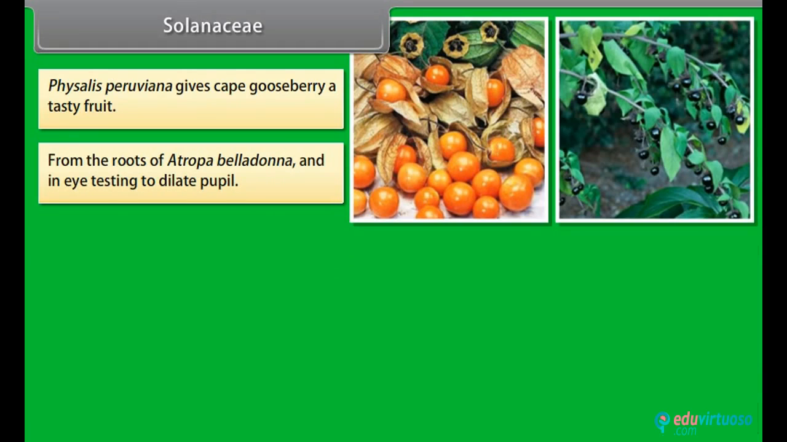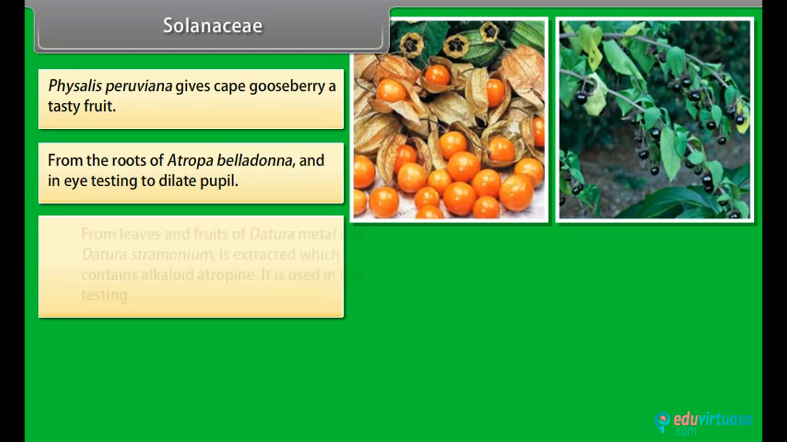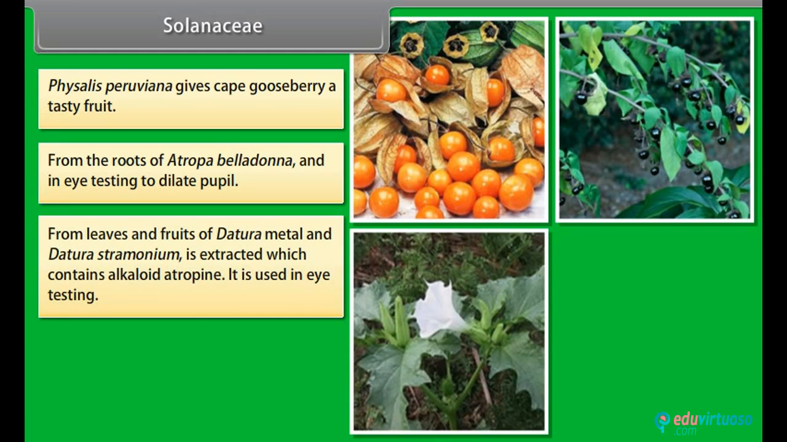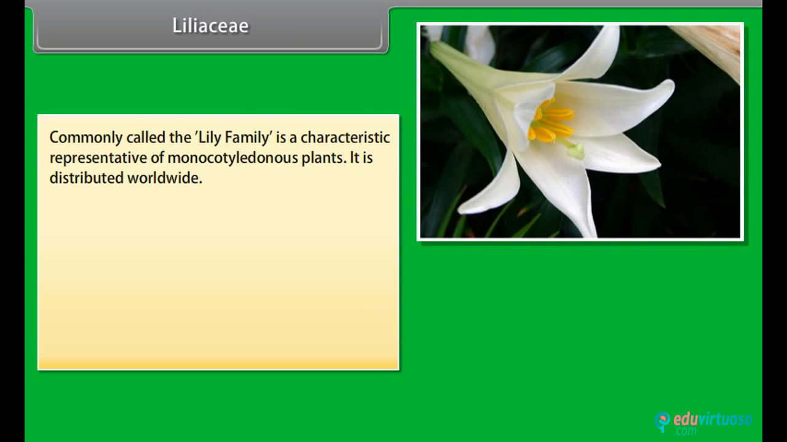From the roots of Atropa belladonna, atropine is extracted, used in eye testing to dilate the pupil. From leaves and fruits of Datura metel and Datura stramonium, an extract is obtained which contains the alkaloid atropine. It is used in eye testing. From dried leaf, Liliaceae, commonly called the lily family, is a characteristic representative of monocotyledonous plants.